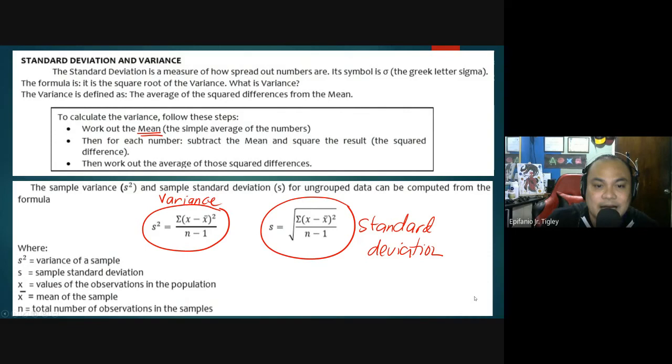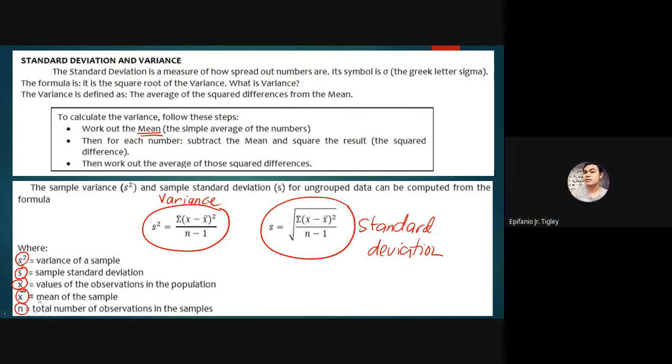So we have here the variance, S squared. S is the standard deviation. X is the score given. This is the symbol for the mean. N is the total number of observations.